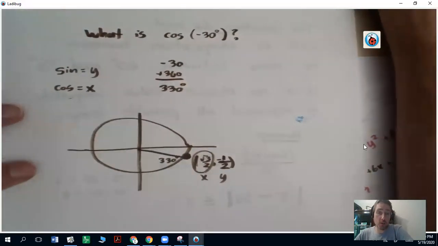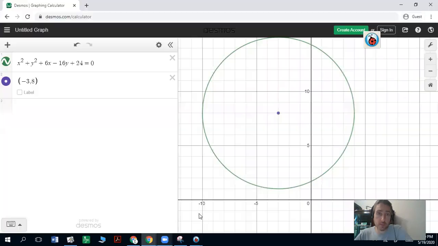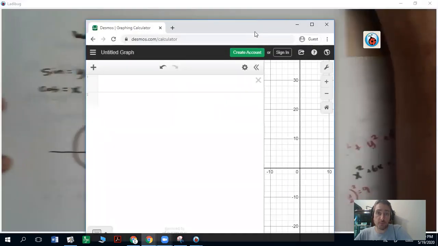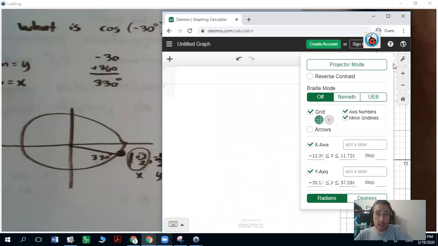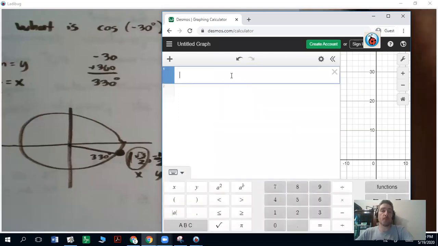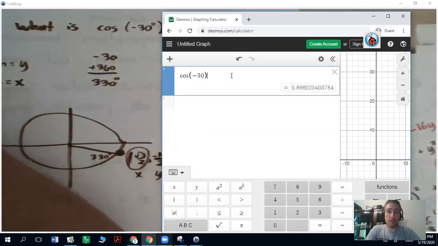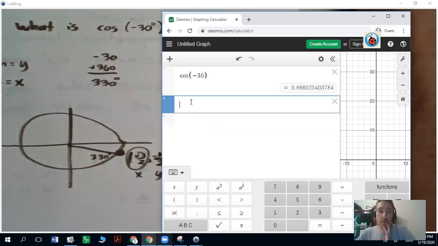Now, if you want to get this answer using Desmos, you have to set your mode equal to degree. So if I click on the wrench and I go to the bottom where it says radians, I want to change that to degree, and I want to do cos parentheses negative 30. It does not give you a way to convert that to a fraction because it's an irrational number.